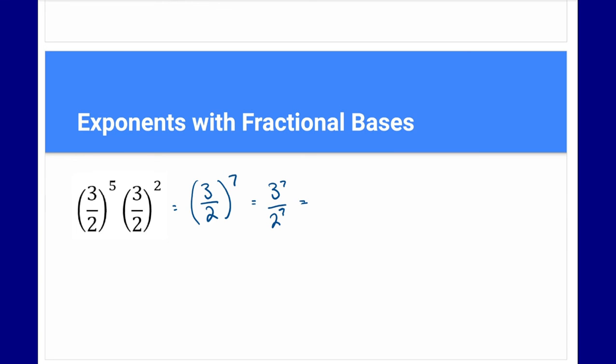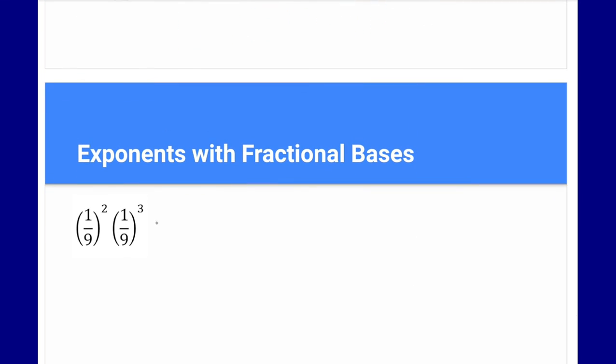3 to the power of 7, I get 2,187 divided by 2 to the power of 7, which is 128. So in some cases, if we want to leave it as a fraction, we don't want it as a decimal, because if you did 3 divided by 2 to the power of 7, you would get a decimal number, right? Because this one would work out to 17.086, and there's more values, I'm rounding it. So again, sometimes it's nicer to leave it as a fraction.